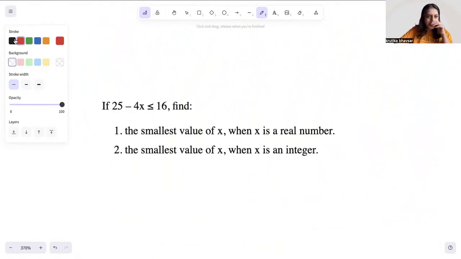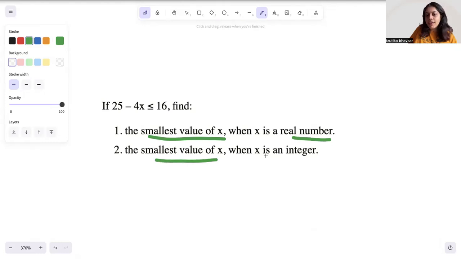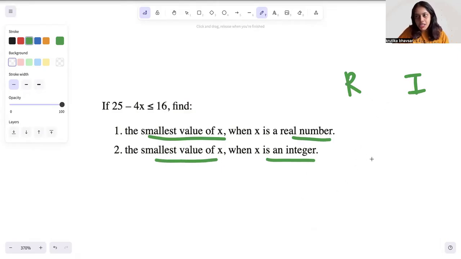Okay. This is a question that was, I think, asked more than once in examination papers. So it is a very important question, and I want you guys to pay attention to it. So we have an inequality, and then we need to find the smallest value of x where it is a real number, and the smallest value of x where it is an integer. Children and students usually get confused with real numbers and integers. Okay, I need you to take a pause and understand what it actually is.